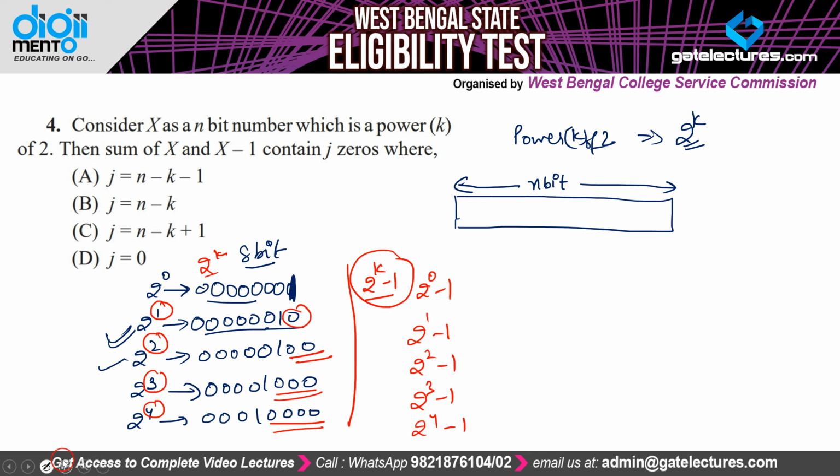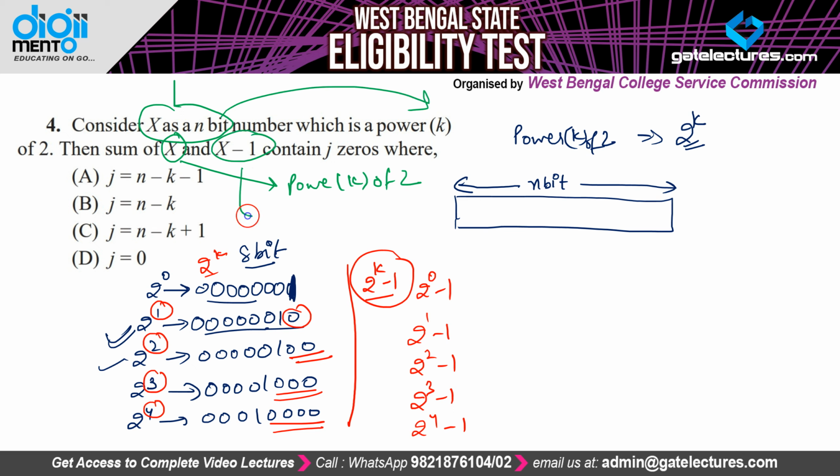Why? Because you can clearly see, when they are giving this question, for this particular question x is representing the power k of 2 that they are writing. Consider x is an n-bit number which is power k of 2, and x minus 1 is actually minus 1 from this. So if this 2 raised to power k is x, then this will be x minus 1. So 2 raised to power 0 minus 1 is all 8 zeros.